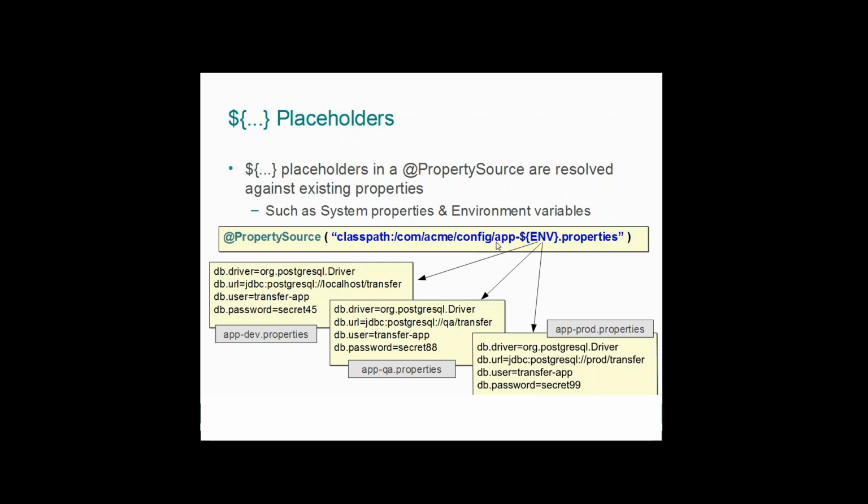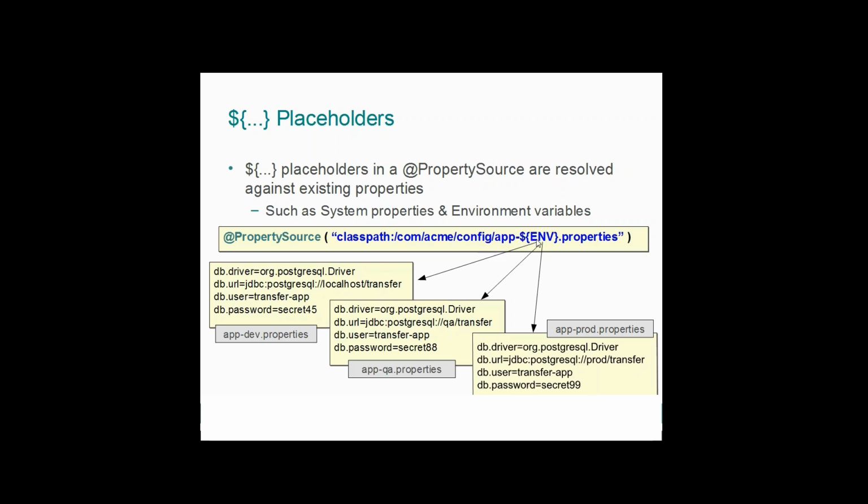Now you have app-dash. Let's say I gave the env as dev, then the app-dev.properties file will get loaded. This property file will get loaded by using this property sources, and then all these values, the DB driver, URL, user, and password, will be given from this property file whenever you access them.